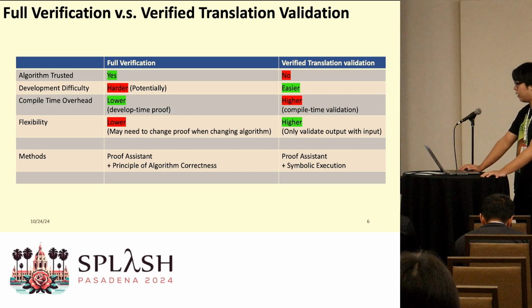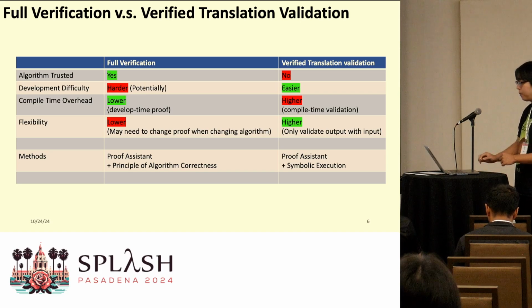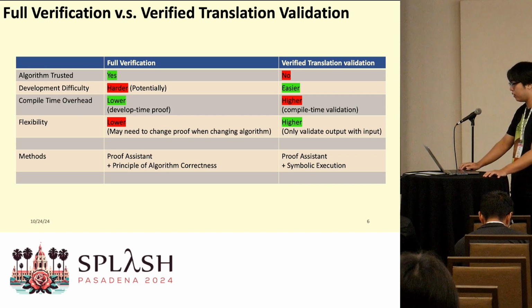It potentially requires more difficult development time, and it may have much less flexibility. But the motivation is, if we can finish this, first, the algorithm can be fully trusted. Next, the compile-time overhead can be reduced, because if you are doing translation validation during compile time, you have to check each input and output for every compilation case.